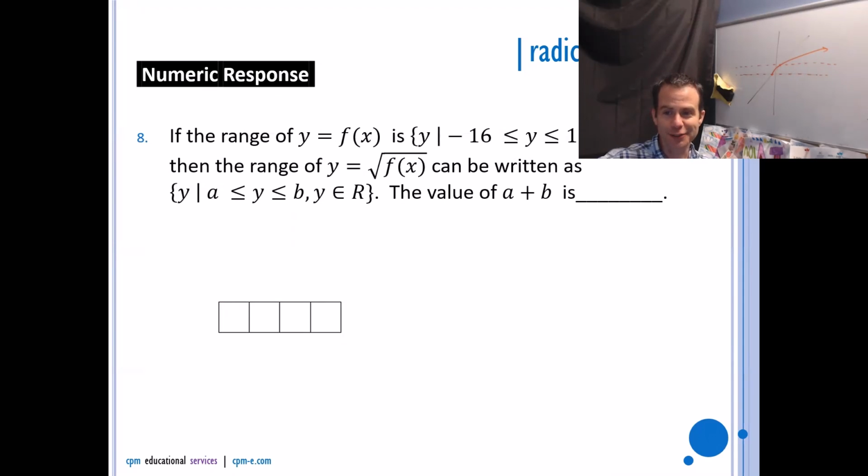The correct answer is 12, but I wanted to show you why. So this range of the original graph starts in the negatives. Well, you can't take the square root of a negative number. So your range can only start at 0, okay? So your a value here is actually 0, and then your b value will be the root of 144, and the root of 144 is 12, okay? So 0 plus 12 is 12. Okay? Awesome.